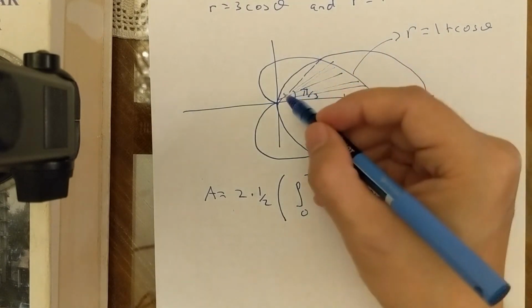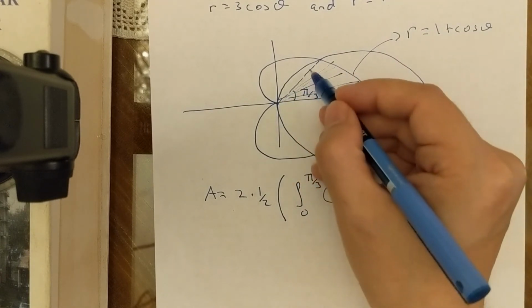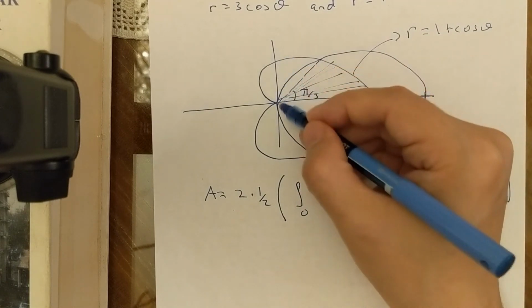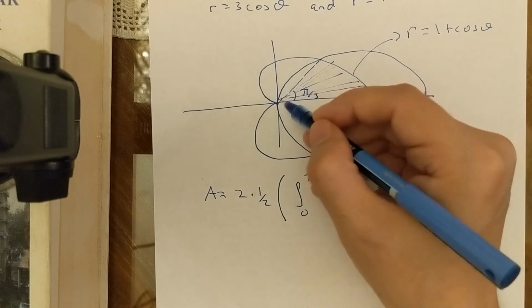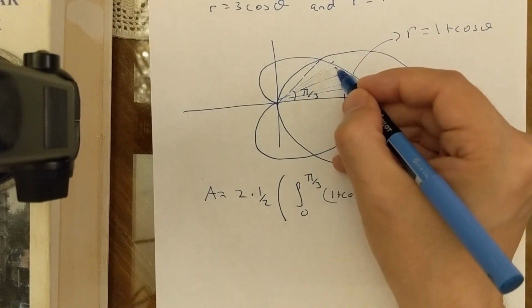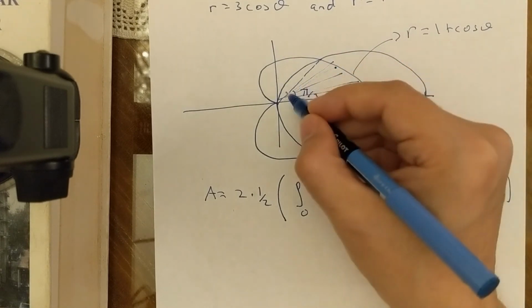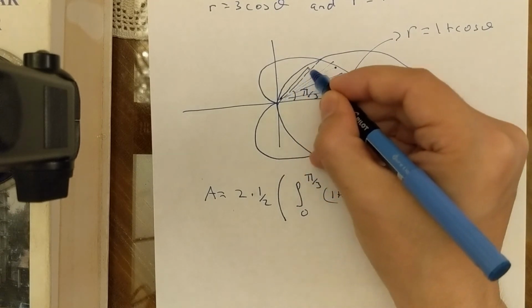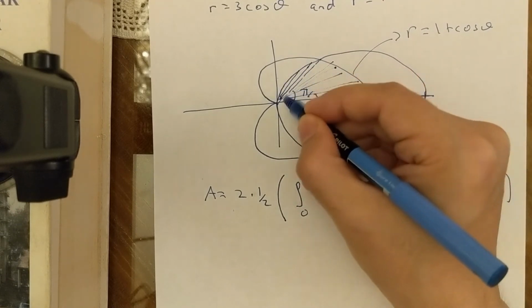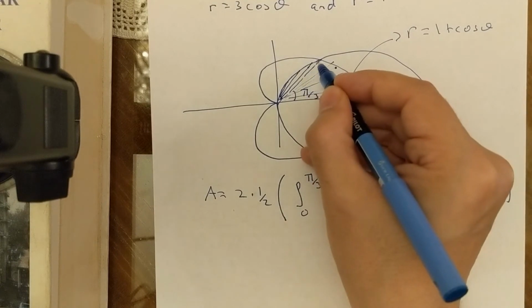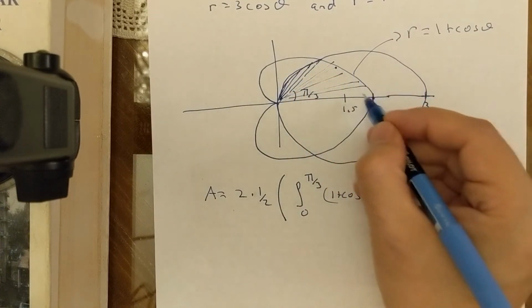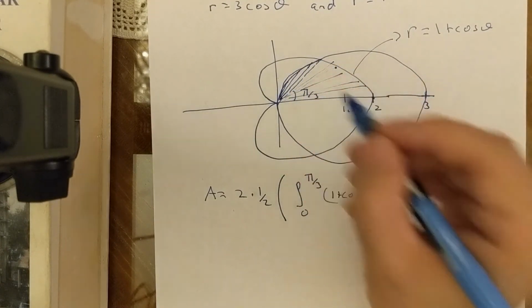From pi over 3 all the way to pi over 2, to 90 degrees, basically from 60 degrees to 90 degrees, they switch curves. Instead of touching this cardioid now, they start touching the circle, right? If you draw these guys out, they are now on the circle, okay? Not on the cardioid. They were on the cardioid, they switched.